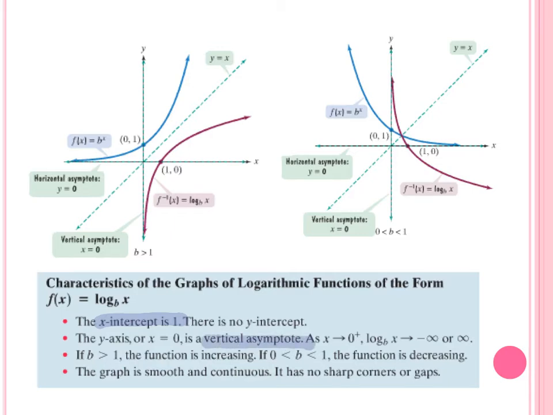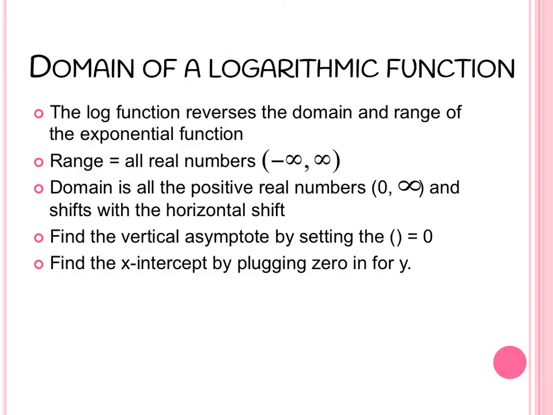There's a vertical asymptote instead of a horizontal asymptote. The function is increasing if the base is a whole number, and it is decreasing if it is a fraction. It is smooth and continuous because it's a function, right? No sharp corners or gaps. This is what I just said about domain, okay? The log function reverses the domain and range of the exponential function. The range of logs is now all real numbers, and the domain of the parent function is 0 to positive infinity.